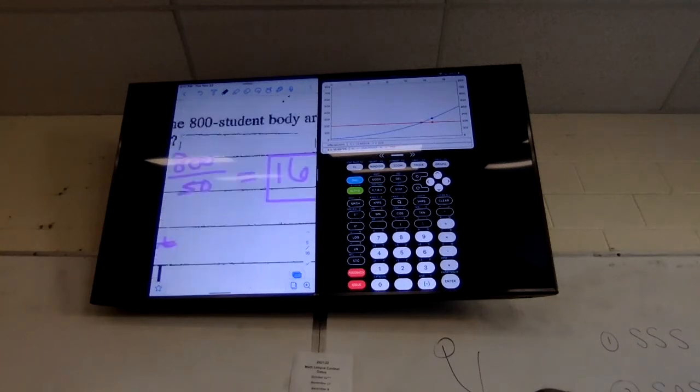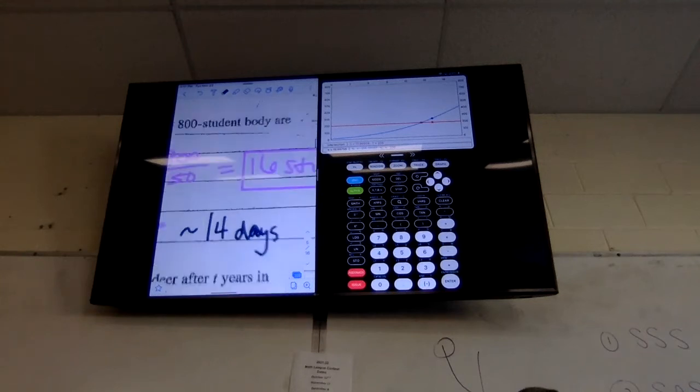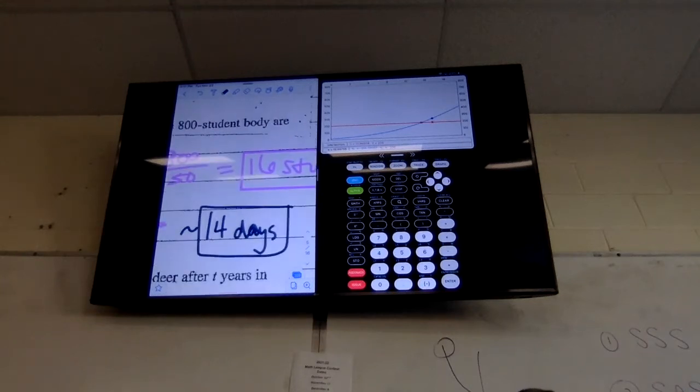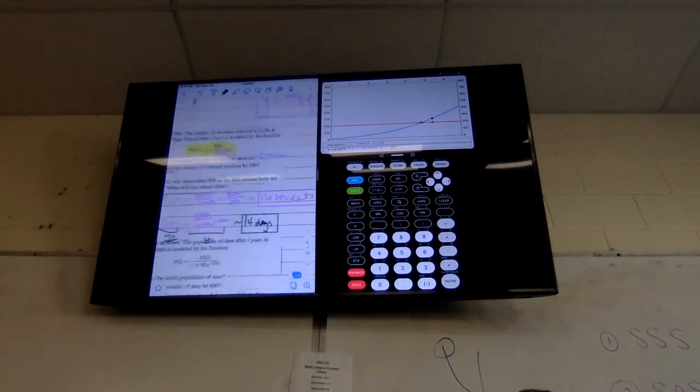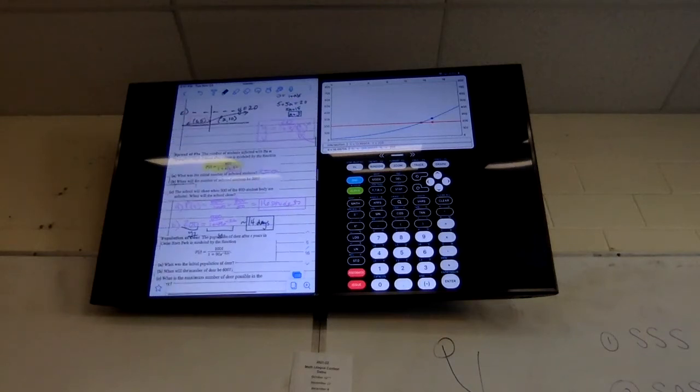I am going to write down the intersection while you guys find what's going on with your graph. It is 13.96, so I'm going to say about 14 days is how long it will take before 200 kids get infected. Anybody have any questions yet?